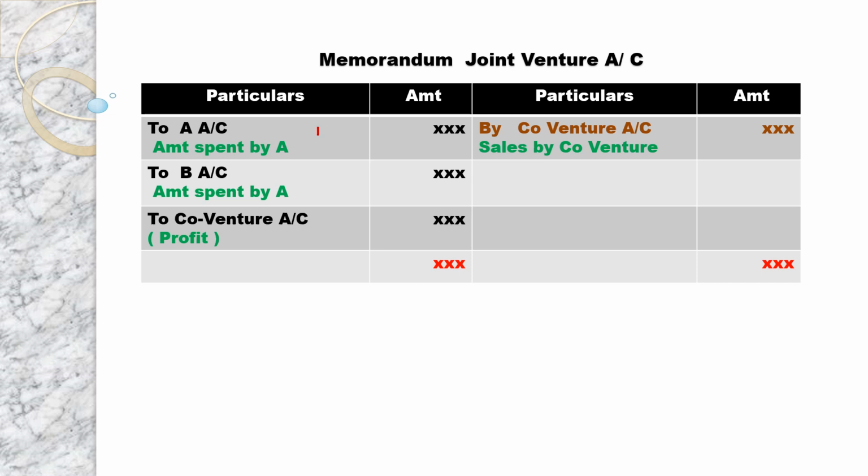So if A has purchased goods, we record the purchases of A. Any expenses paid by B, we record on the debit side under the head B co-venture. Thus, in the case of the memorandum joint venture account, sales by co-venturers are recorded on the credit side. Purchases and expenses of co-venturers are recorded on the debit side.